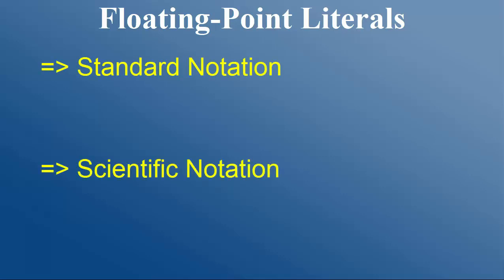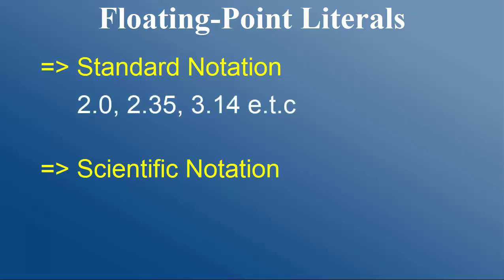Standard notation consists of a whole number component followed by a decimal point followed by a fractional component. For example, 2.0, 2.35, 3.14 like pi, 0.6666667 and many others. But scientific notation uses a standard notation floating point number plus a suffix that specifies a power of 10 by which the number is to be multiplied.